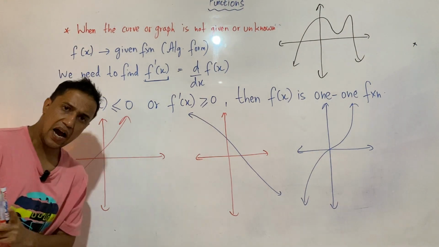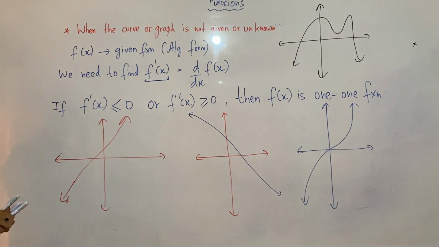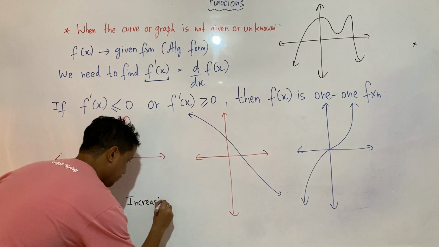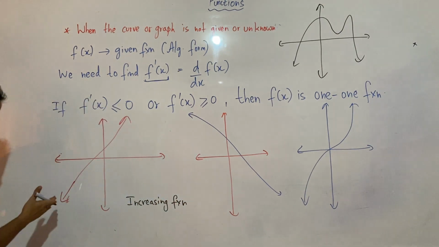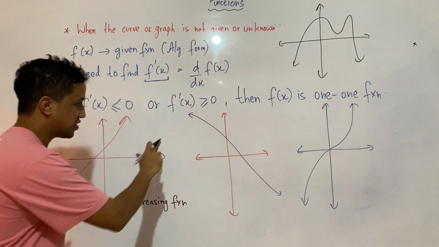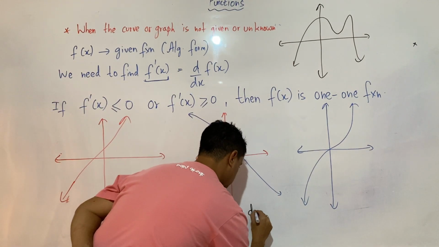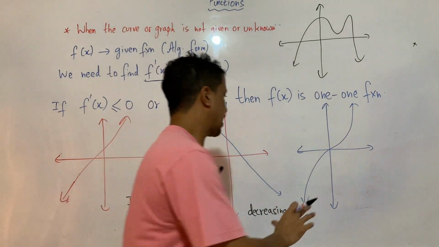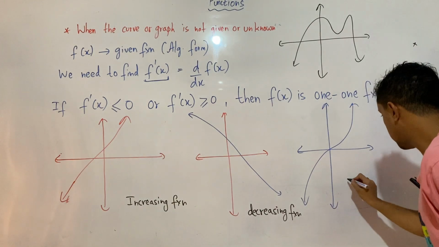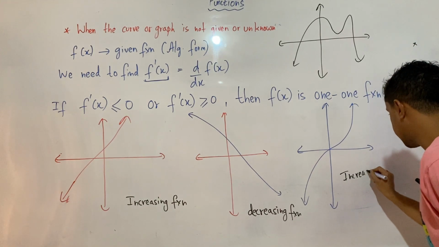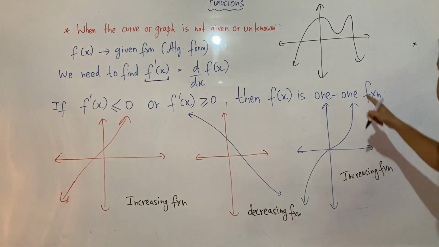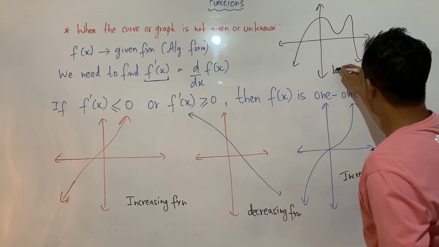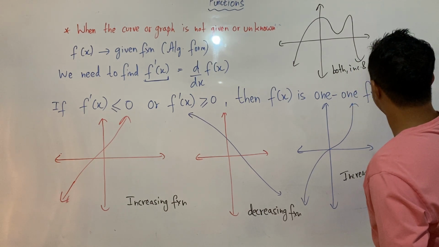Now this is the graph of what? This is the graph of an increasing function, because if you look at this graph, it's increasing, right? This is the decreasing function graph. Again, this is also an increasing function. And this one is increasing, decreasing, again increasing. So this is both increasing and decreasing.